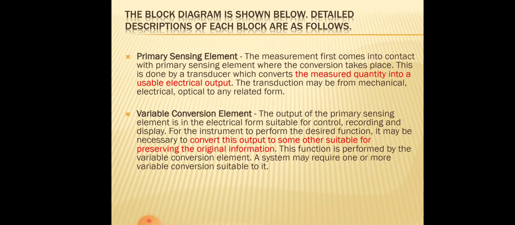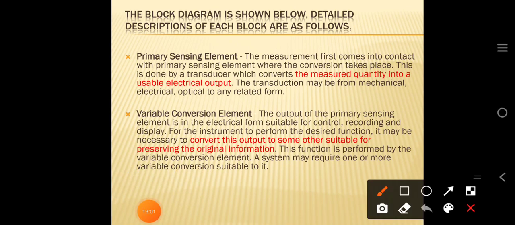The transduction may be from mechanical, electrical, optical to any related form. So the main function of this primary sensing element is to convert the measured quantity into a usable electrical output. So the physical quantity is converted into an electrical quantity. This is the first block.